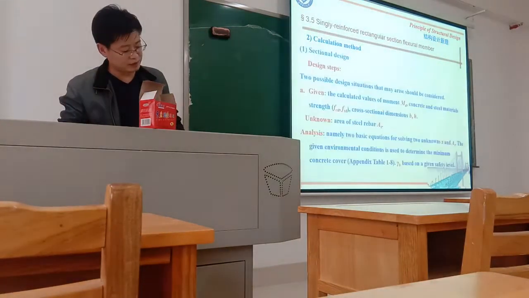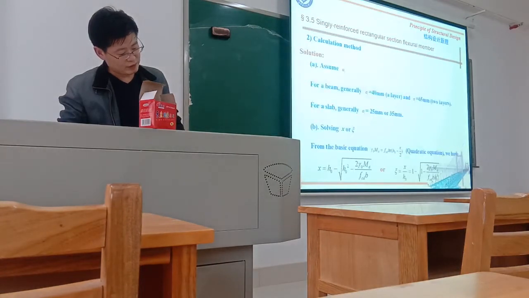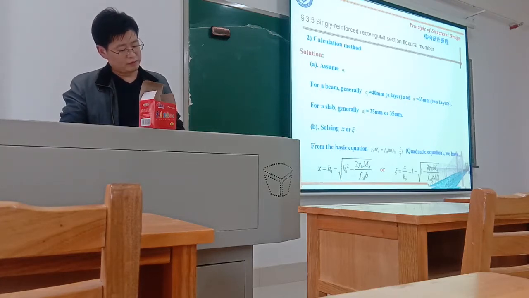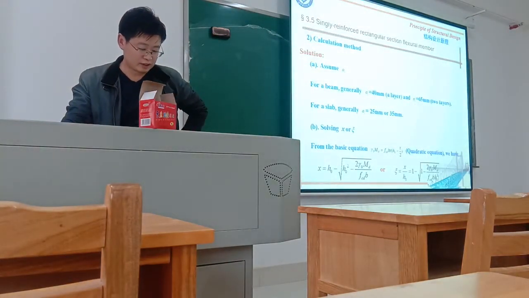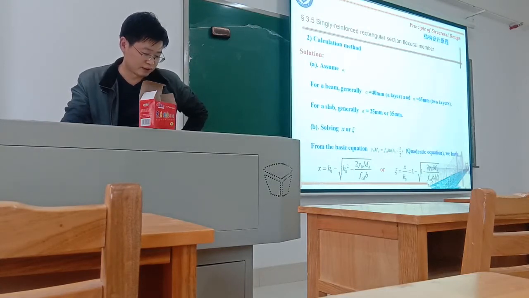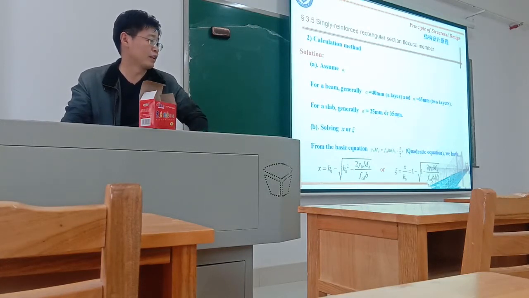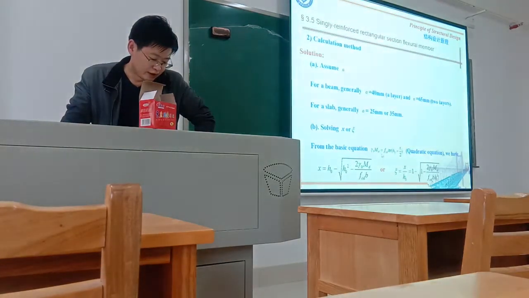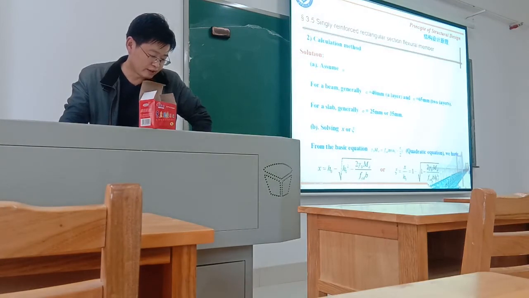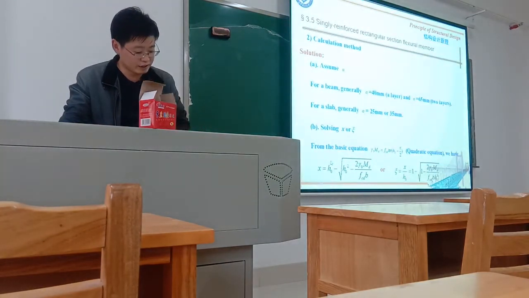So the basic process is to first assume the AS. For beam, normally AS equals 40 millimeter for one layer reinforcement, and for two layer reinforcement, AS is 65. For slab, generally 25 or 35, something like this. Once you get the AS, then you can calculate X. So X is the result.